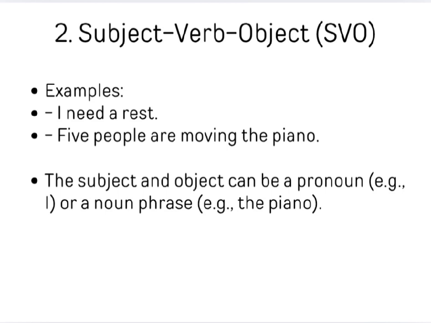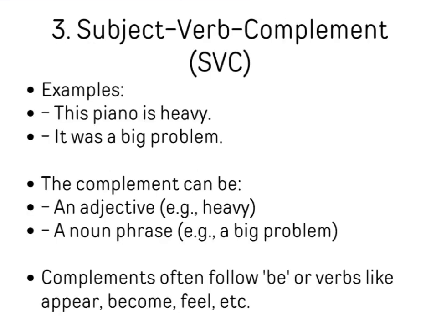In this structure, subject and object can be a pronoun or a noun phrase. For a meaningful sentence, we need a subject, verb, and object. The subject is the doer, the verb is the action performed, and the object is what the action is being performed on by the subject.